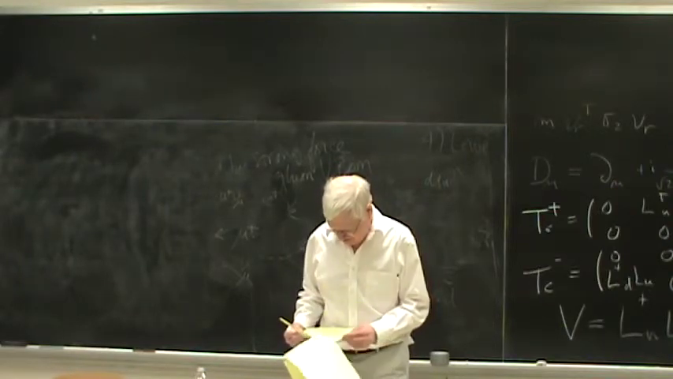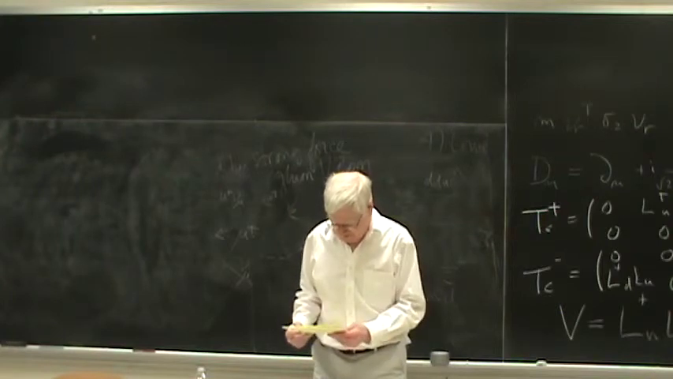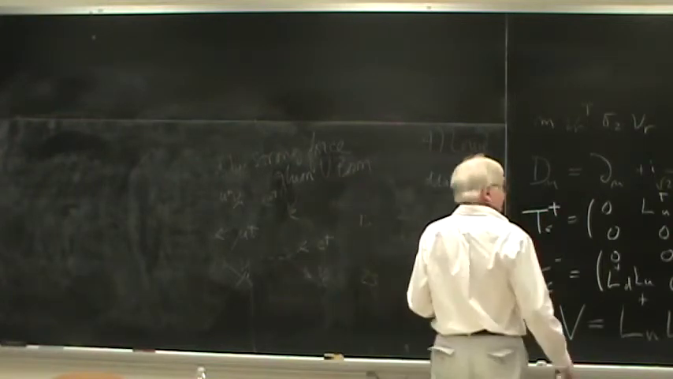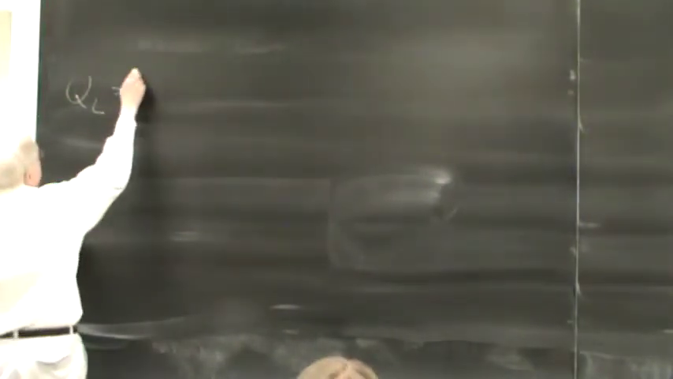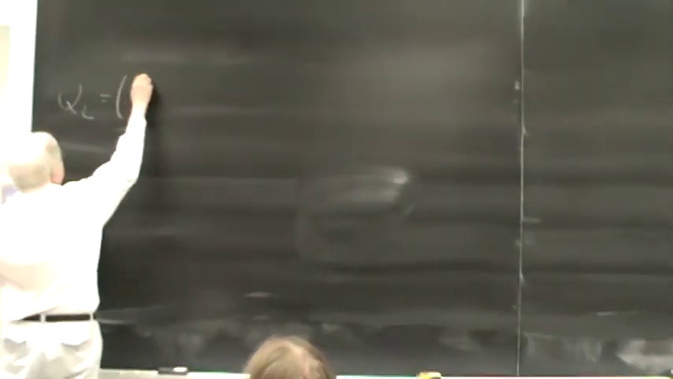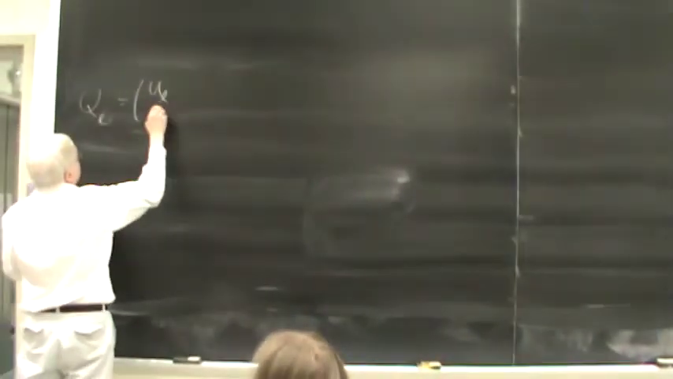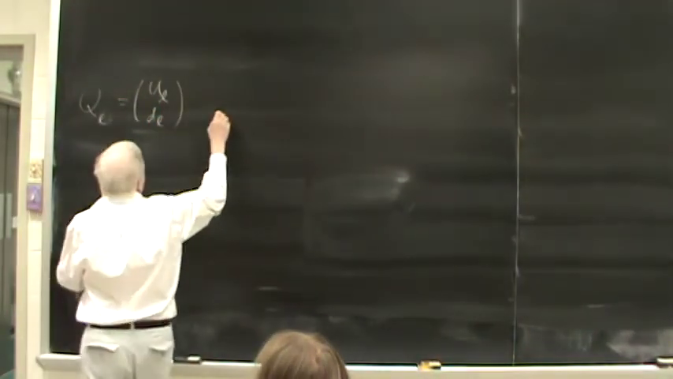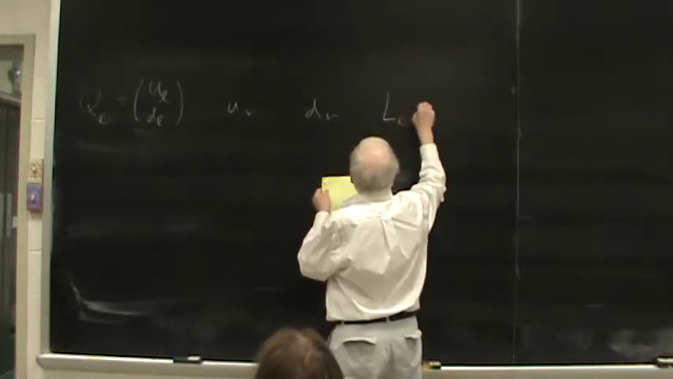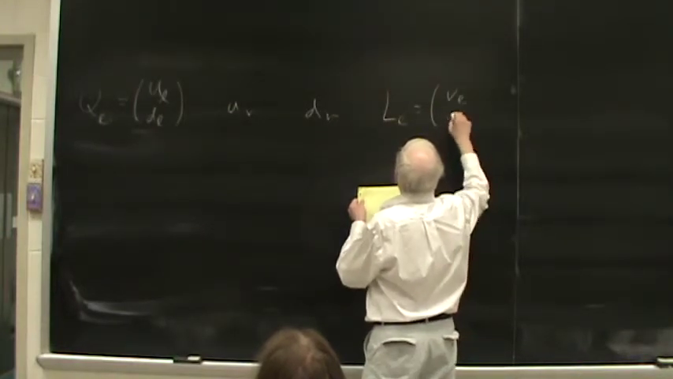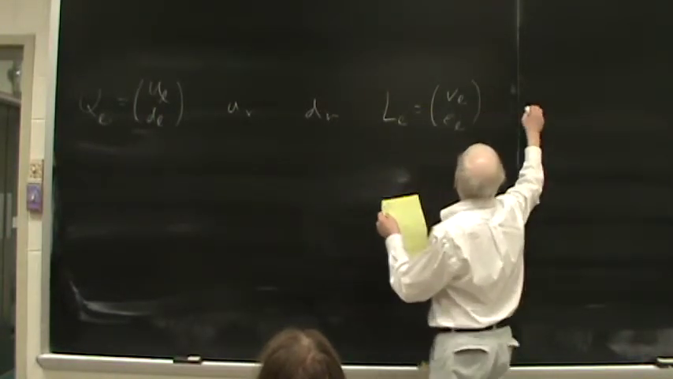Because I skipped a lot of stuff here, let me just write down these quantum numbers for the standard model. We're just looking at one generation. So we have U left, down left, U right, down right, lepton left, which is nu left, E left, and then we have ER.